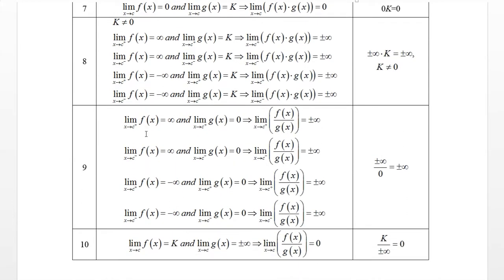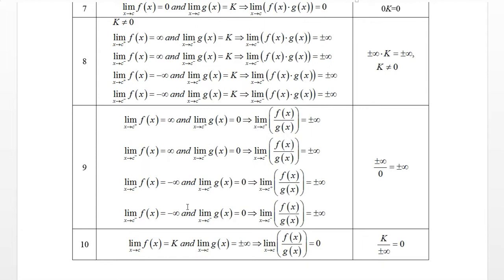And next, if we have a limit as x goes to c going to infinity, at least from one side, say from the right side, and the other one's going to 0, if the top is going to infinity and the bottom is going to 0, then the whole thing's going to go to infinity or minus infinity.